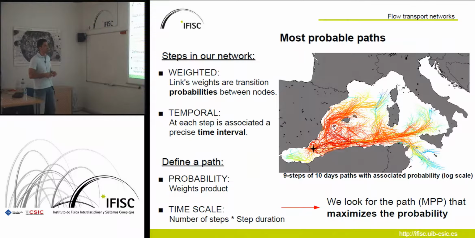And here, this is a plot in which are plotted all the most probable paths from a start node, here the black star, to every connected node after 9 steps of 10 days, so 3 months of time interval. And the color is proportional, in a logarithmic scale, to the probability of the path.